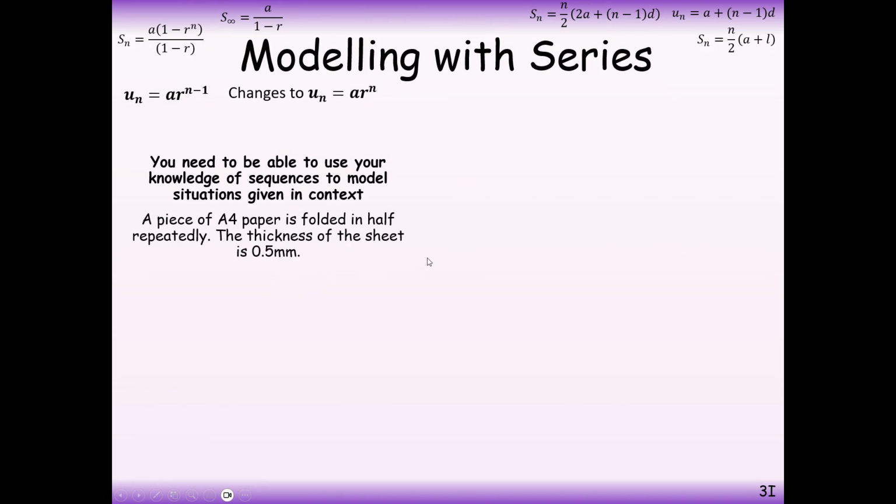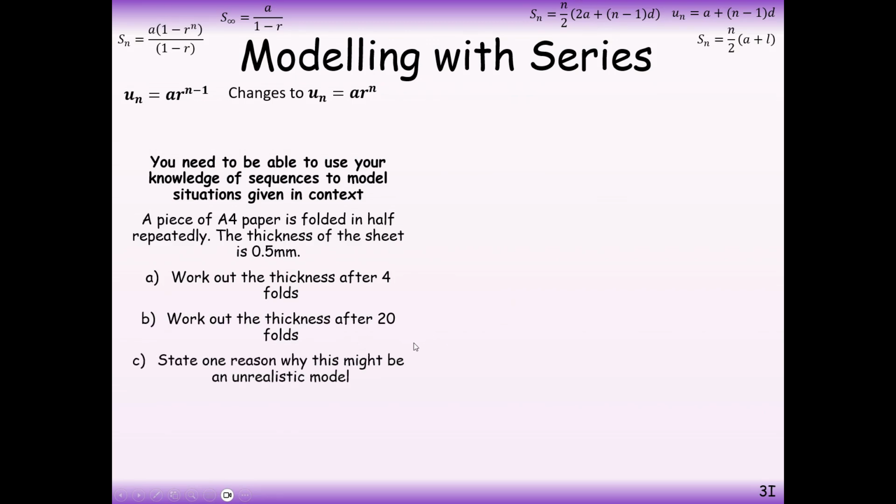So in this question, we've been told that a piece of A4 paper is folded in half repeatedly. The initial thickness of the paper is half a millimeter. We've been asked to work out the thickness of the paper after 4 folds. Then we will calculate the thickness of the paper after 20 folds, and we'll have to criticize the model and say why it is unrealistic. So each time you fold the paper, the thickness will double. You agree?